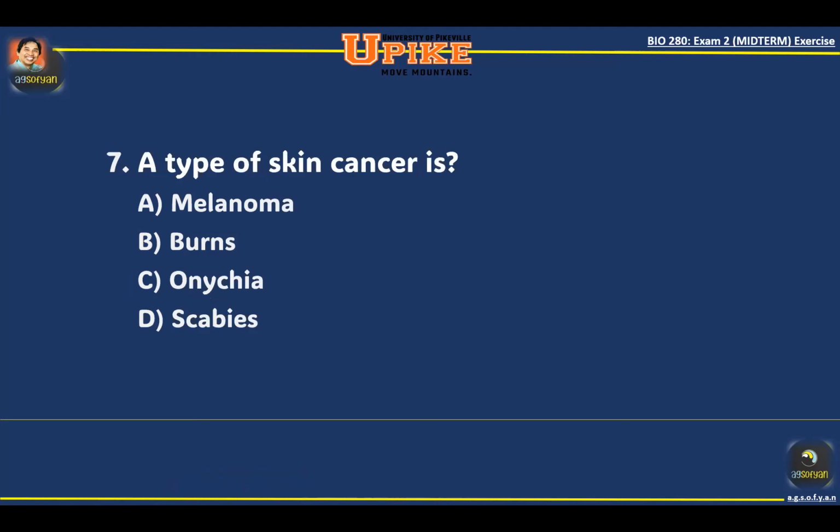A type of skin cancer is, we already mentioned that before. Which one is skin cancer? A, B, C, or D? This is melanoma. So melanoma is a type of skin cancer. There are 3 main types of skin cancer. One of them is melanoma. This is the most dangerous one.